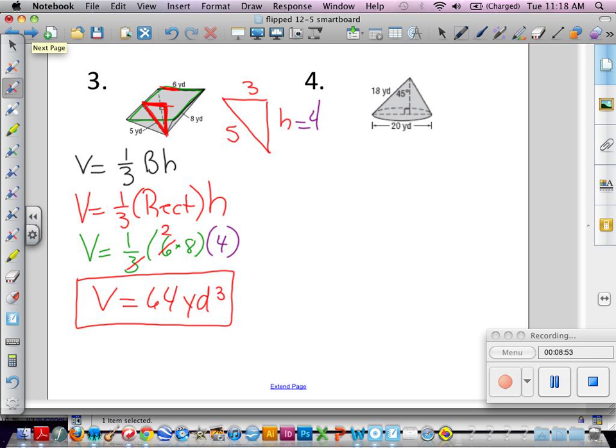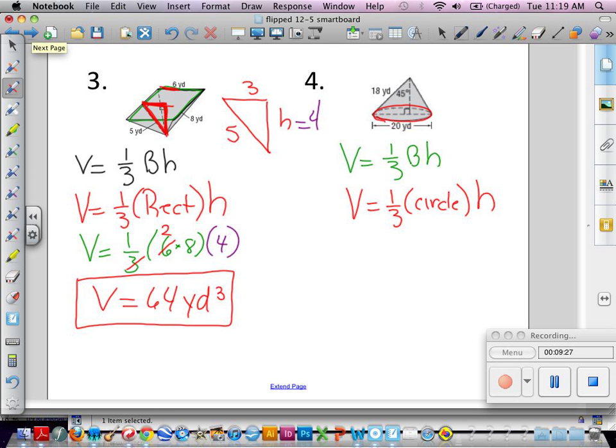Let's take a look at example number 4. In this example, I have a cone. It comes to a point, so I'm going to use volume equals 1/3 the area of my base times the height. This time, when I'm dealing with a cone, I have a circle. So volume equals, to find the area of my base is a circle, and then I'm going to times it by the height of my cone.